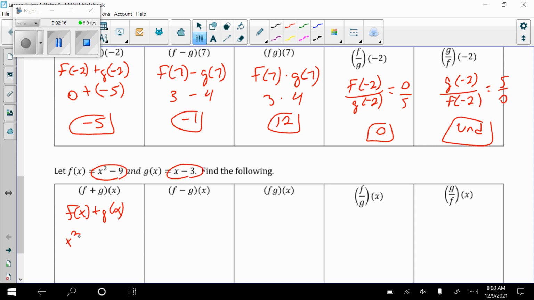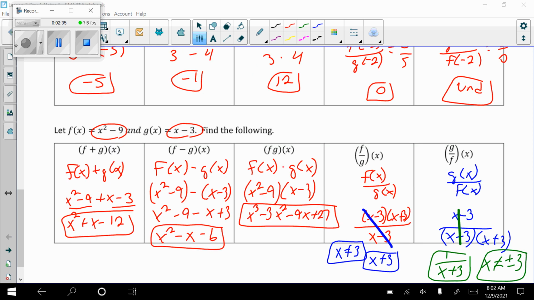So let me rewrite this. This is f of x, this is g of x, and I'm just adding them together, which means I'm going to just combine like terms. So x squared plus x minus 12. So go ahead and see if you can do the rest.